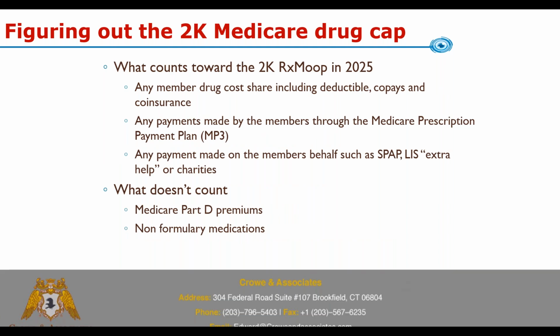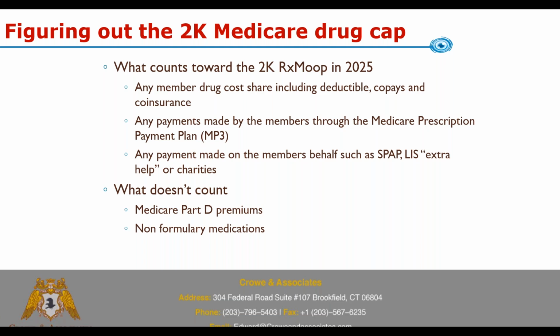So the tricky question is, what counts towards the $2,000 RX MOOP in 2025? Well, we can look at what is written that counts, and we'll go over that. Any member drug cost share, including deductible, copays, and co-insurance. So in other words, anything coming out of their pocket towards drug costs counts.